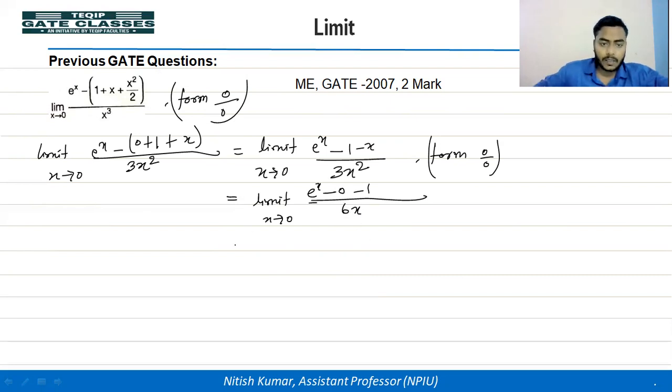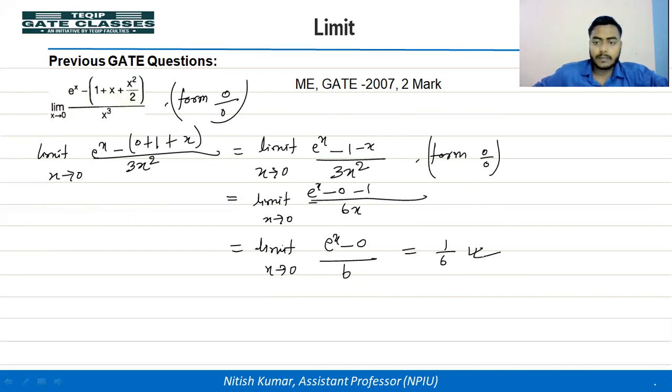Again we are getting 0 by 0 form. Again do the differentiation. I told you we will do many times. When we are getting 0 by 0 or infinity by infinity form, we can apply L'Hopital rule. So e to the power x minus 0 divided by 6. If x is equal to 0, what are we getting? 1 by 6. We have applied L'Hopital rule 3 times in this case.